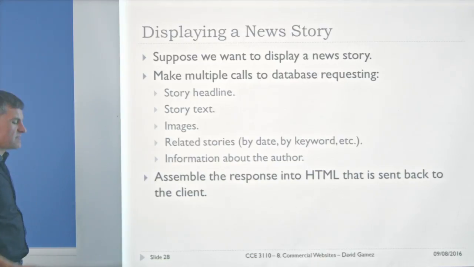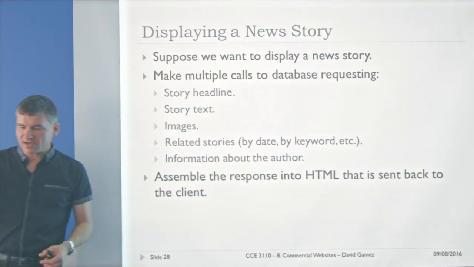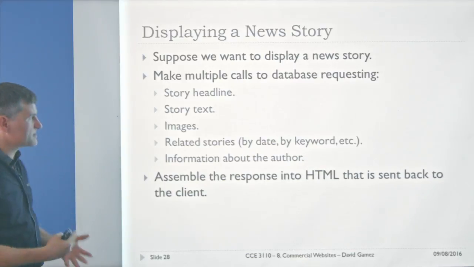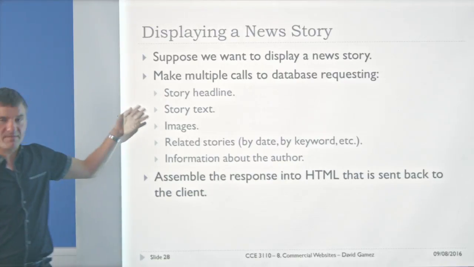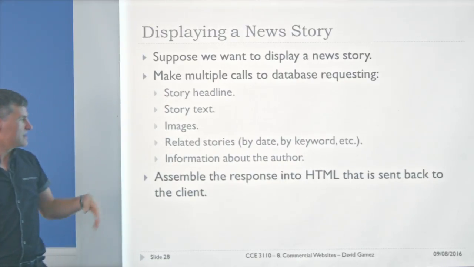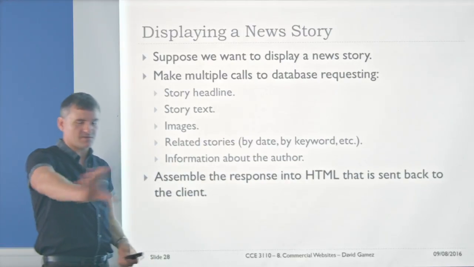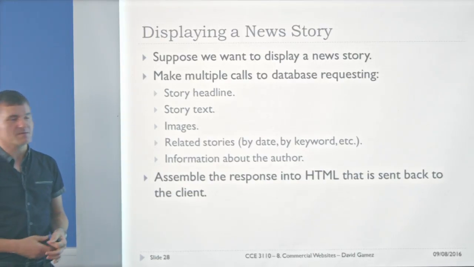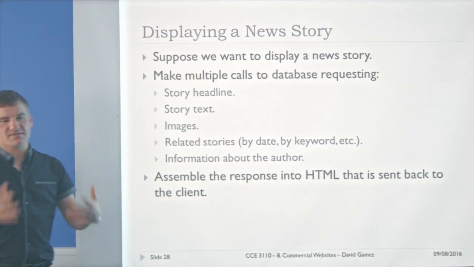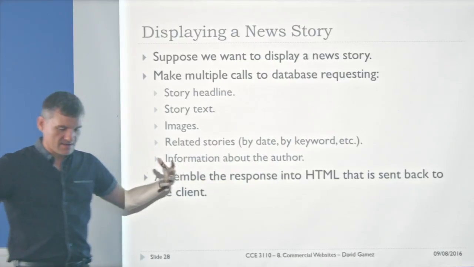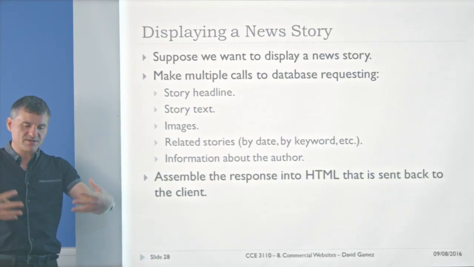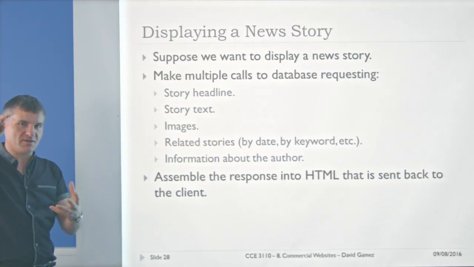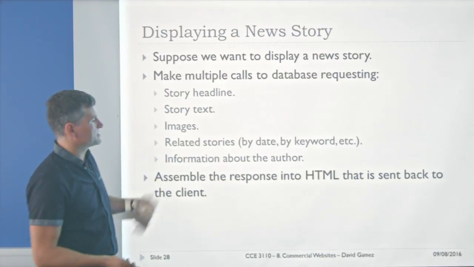So suppose we want to display a news story. I've typed the Guardian homepage or whatever, and just select a particular story to view. We're going to have to do multiple calls to the database in this case. We're going to have to pull out the headline, maybe the text of the news story, maybe some images, maybe related stories, so you can suggest some other stories to the user at the bottom. And maybe there's going to be some information about the journalist, like a little biography as well. All of that would be stored in separate fields in different tables, different databases maybe. And the server-side script or the server-side programming language is going to pull all of that data from these different databases and assemble that into the HTML that you actually view when you look at a news story. And that's what's sent back to the client.